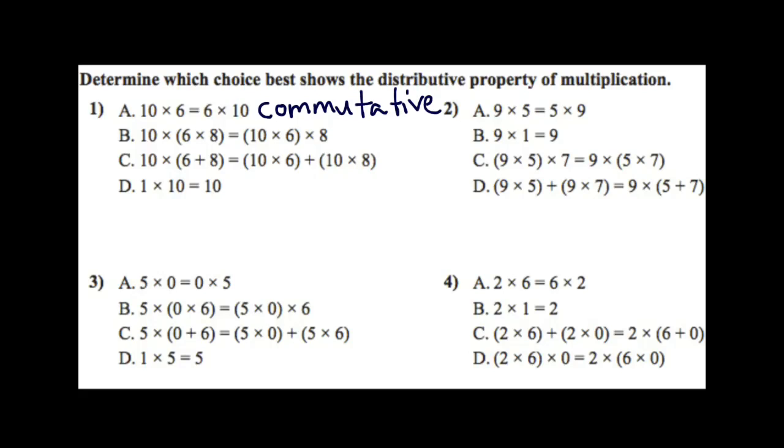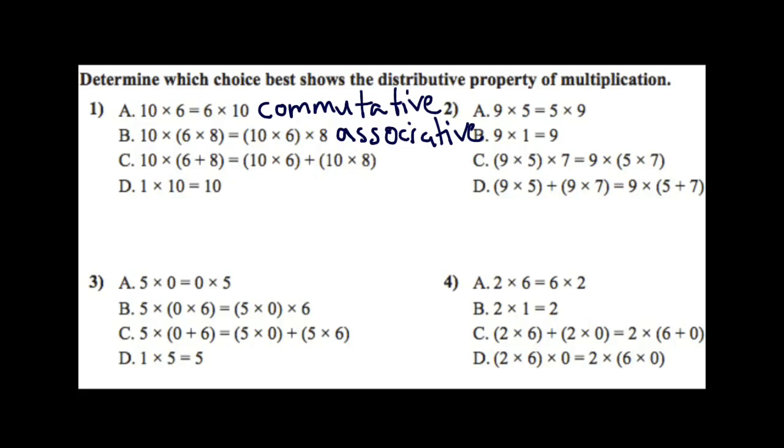Letter B, 10 times 6 times 8 equals 10 times 6 times 8, and the parentheses just moved. That's what we talked about last video. It's called the associative property because you can regroup things and still get the same value.